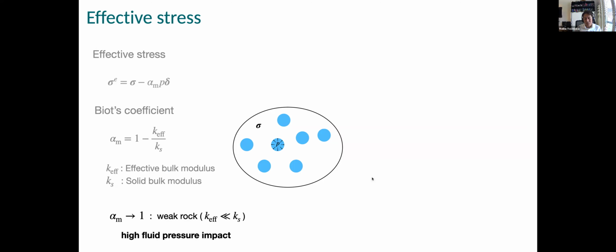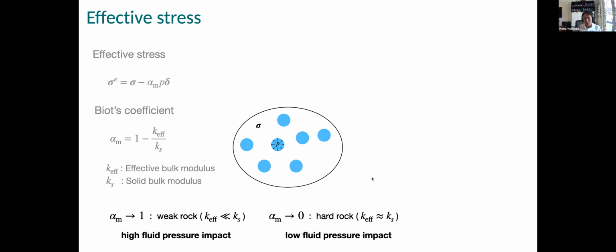For weak rock or high porosity rock, this effective bulk modulus is smaller, or much smaller, than the solid grain part. So then in weak rock, this Biot coefficient approaches 1. And physically, that means that the fluid pressure has high impact on strain and stress.